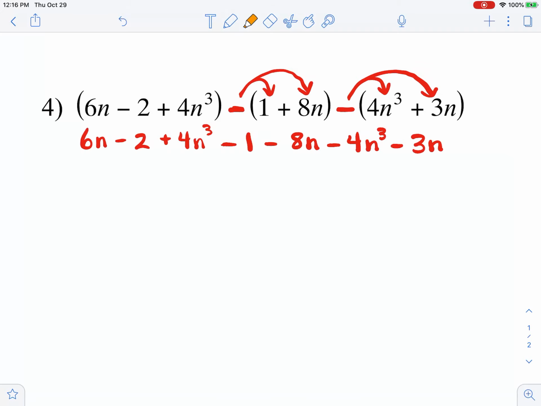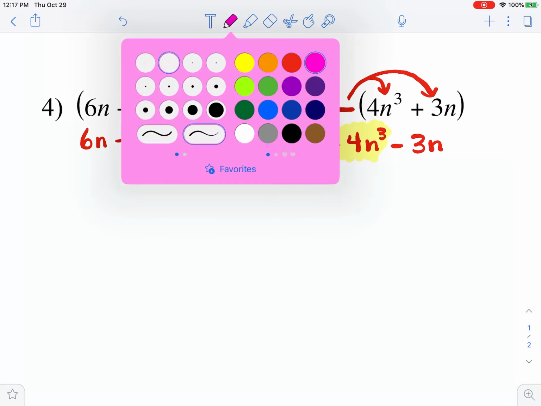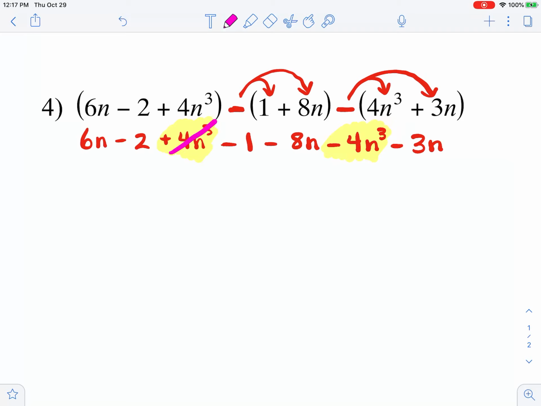Now it's time to combine like terms together. Let's start with, what's the highest exponent you see? n to the 3rd. So let's go ahead and combine the n to the 3rd terms together. Ooh, this is interesting. Positive 4n to the 3rd minus 4n to the 3rd is 0n to the 3rd, or 0, right? They cancel each other out, so those we can say bye-bye, no more.